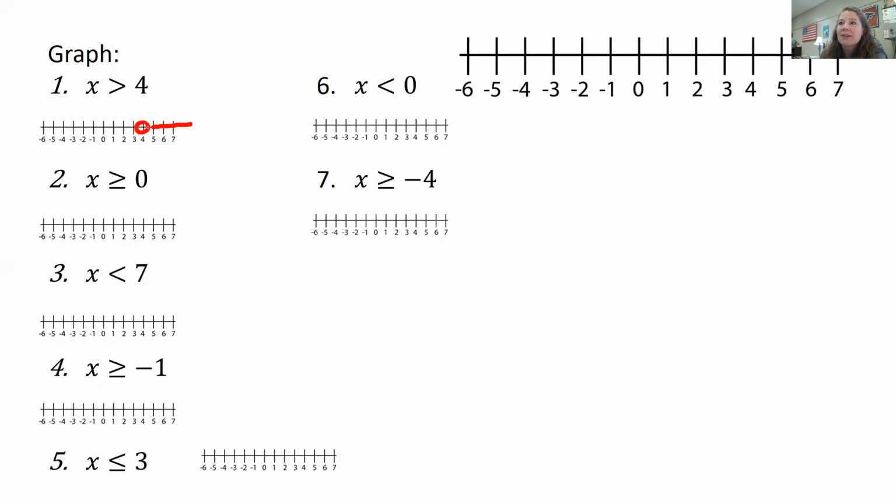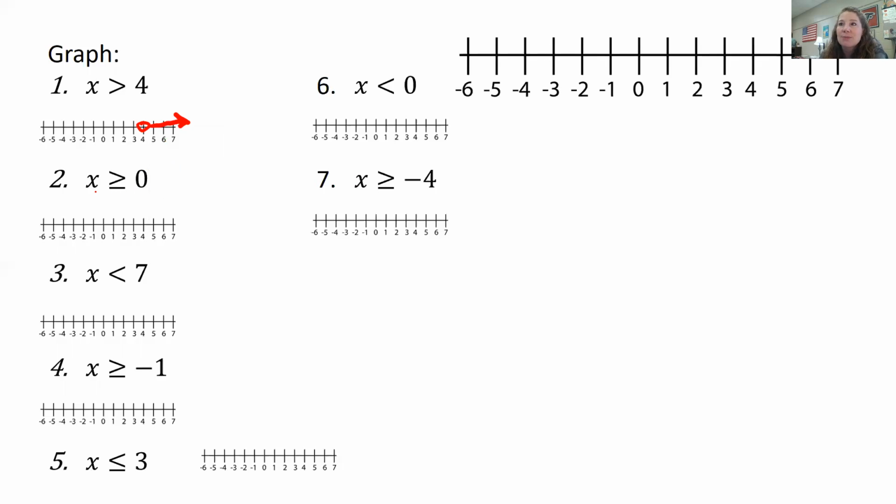My little pen is not going to let me put a circle. It just doesn't like that. There it goes. So X can be any number to the right of 4 on a number line, but it doesn't include 4. All right, let's look at the next one.